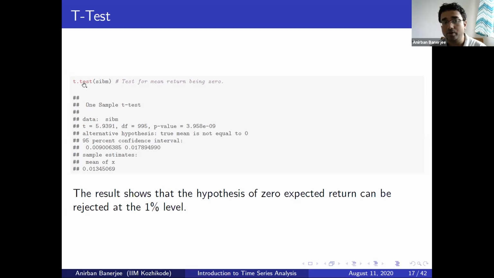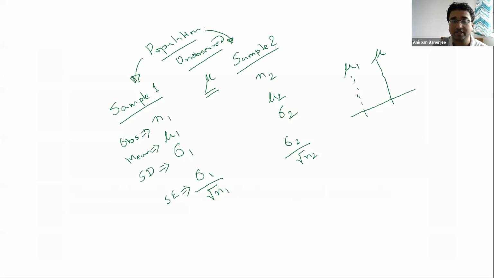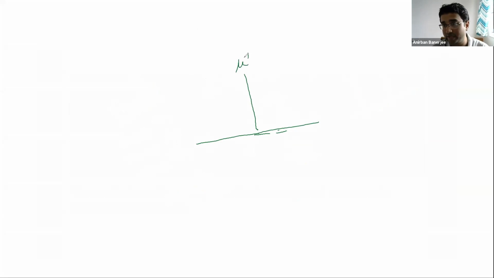Now here what we are trying to do is the t-test. We want to check if the mean return for this particular series is 0 or not. That we do through a t-test. So this is a one sample t-test. Essentially what's happening is that we have an observed line, so to say, and from that data we calculated some sort of a mu hat. This is based on my data.